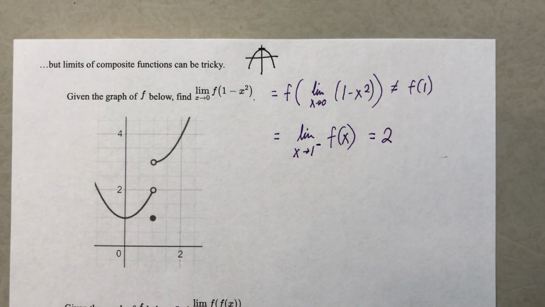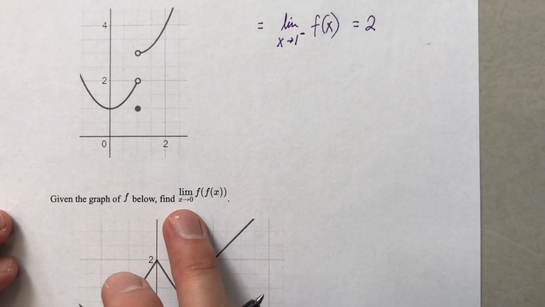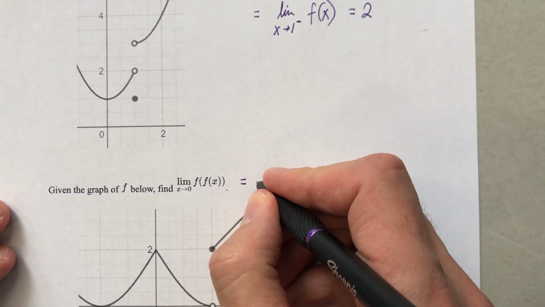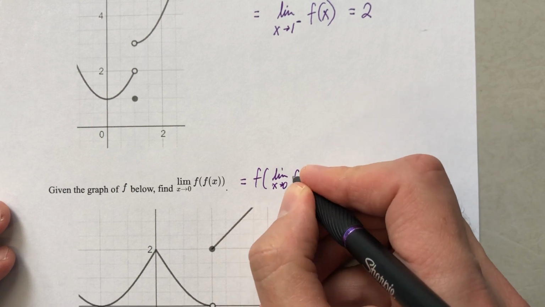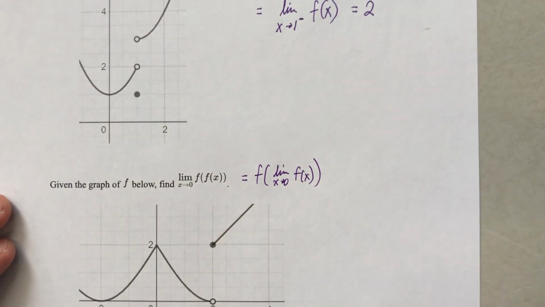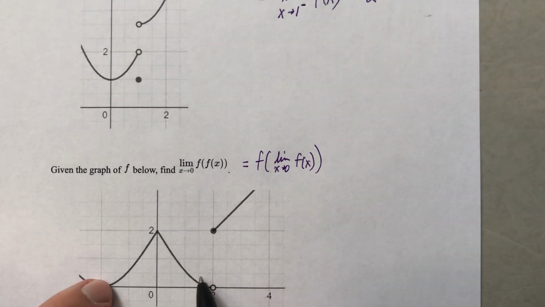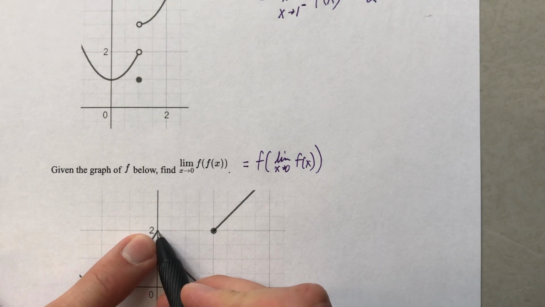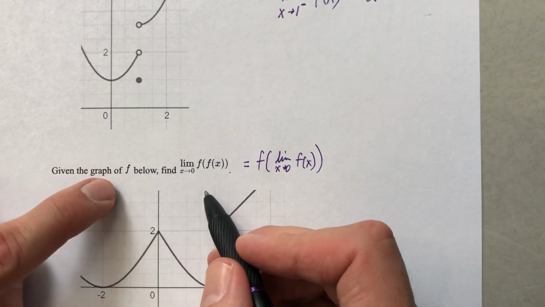If that didn't make sense, here's another one. Given the graph of f below, find the limit as x approaches 0 of f of f of x. This is really f of the limit as x approaches 0 of f of x, so let's find that first. The limit as x approaches 0 of f would be 2. As I did that, we approached the 2 consistently from underneath. If the graph would have come down like this, we would be approaching from above it.